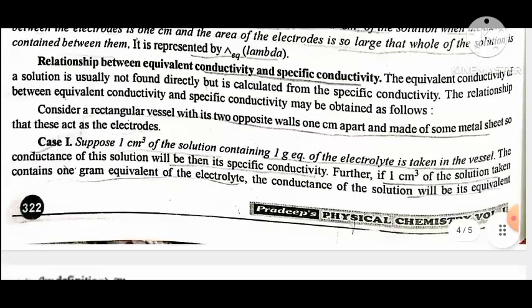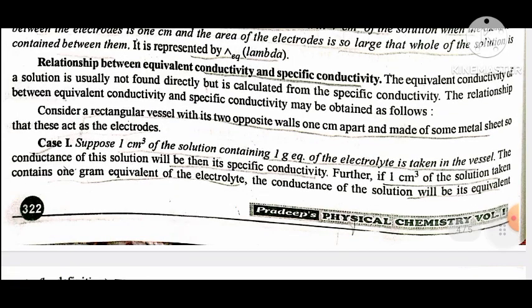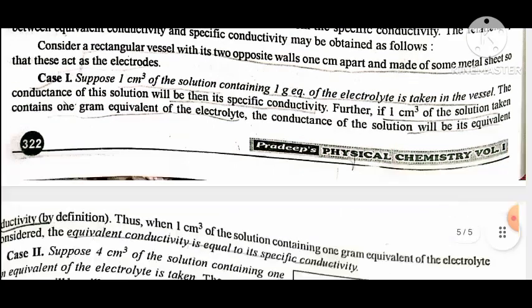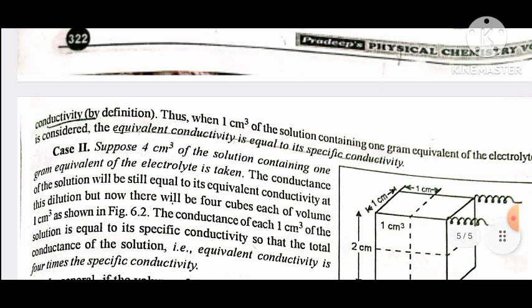Now consider case 1. Suppose 1 centimeter cube of the solution containing 1 gram equivalent of the electrolyte is taken in the vessel. The conductance of the solution will then be its specific conductivity. Further, if 1 centimeter cube of the solution taken contains 1 gram equivalent of the electrolyte, the conductance of the solution will be its equivalent conductivity by definition. Thus, when 1 centimeter cube of the solution containing 1 gram equivalent of the electrolyte is considered, the equivalent conductivity is equal to its specific conductivity.